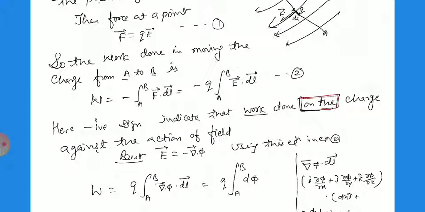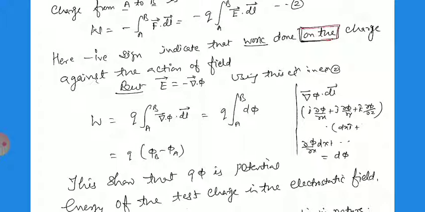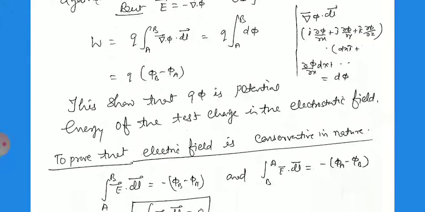So E equal to minus del phi. Earlier we have written, so W equal to q integral A to B del phi by dl, and this is d phi. Again, under the same conditions, we obtain W equal to q times phi B minus phi A. So q phi is the potential energy of the test charge in the electrostatic field.